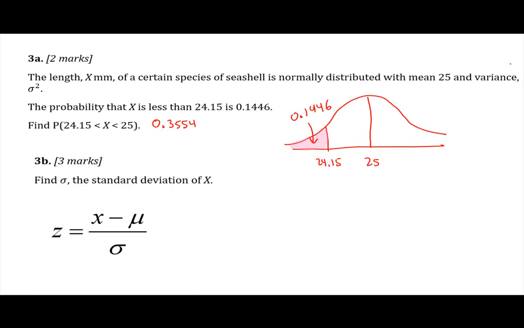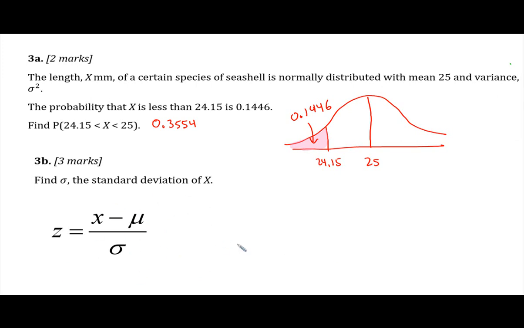Alright, so let's take a look at 3b. For 3b, we need to find the standard deviation. Anytime the standard deviation is unknown, or if the mean is unknown, you have to remember that you will be using this z-score formula. This formula is in the formula book, so you don't need to memorize it, but make sure you understand when you need to use it. Anytime the standard deviation or the mean, or sometimes both, is unknown, you'll be using this formula.